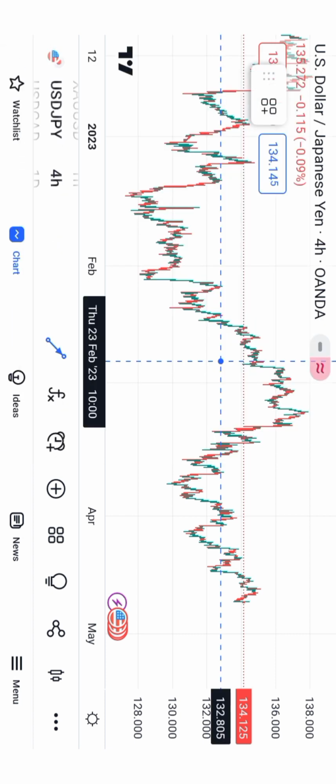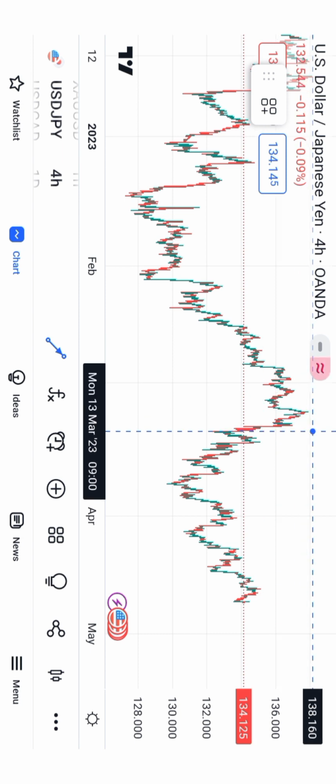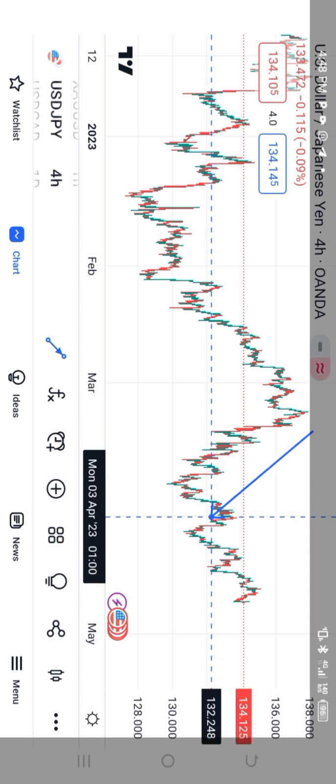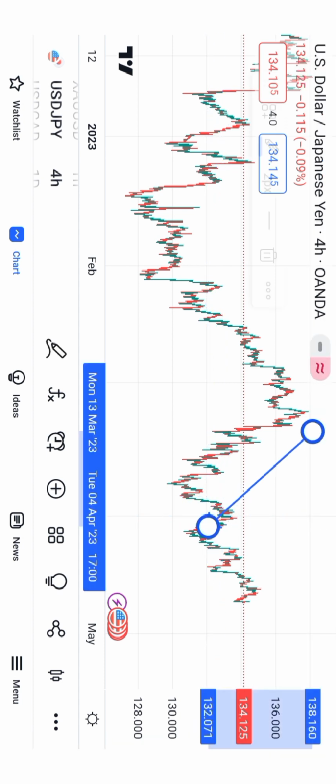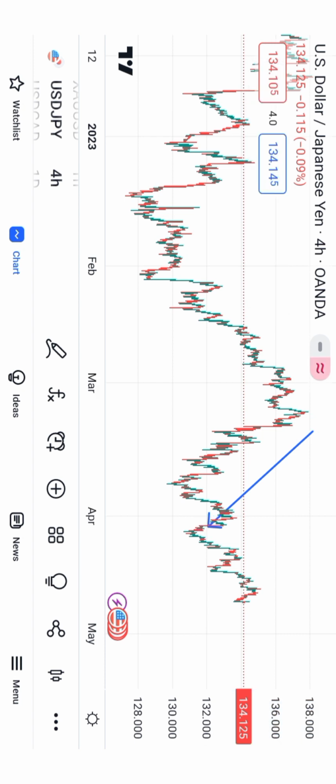Here the market structure, before it started retracing up, was generally on a downtrend. It was normally on a downtrend before the market structure changed and went up. I hope you understand. So this one was actually on a downtrend, and then the market structure changed from this.